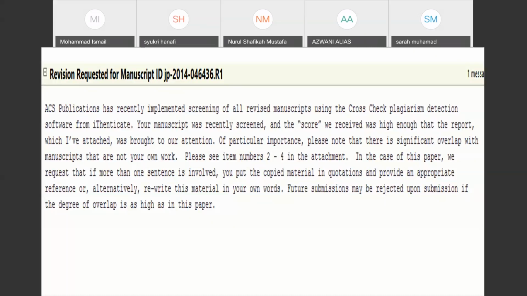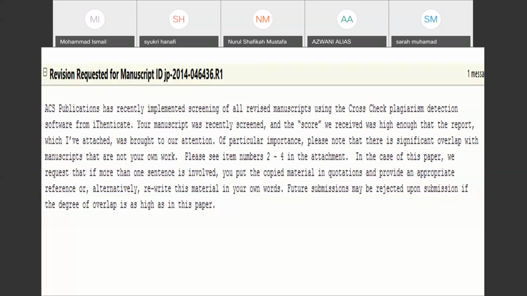publishers, they use iThenticate. Your manuscript was recently screened and the score we received was high enough that the report, which I have attached, was brought to our attention. Of particular importance, please note that there is significant overlap with manuscripts that are not your own work. Please see items number 2 to 4 in the attachment. In the case of this paper, we request that if more than one sentence is involved, you put the copied material in quotation and provide an appropriate reference, or alternatively, rewrite this material in your own words. Future submissions may be rejected upon submission if the degree of overlap is as high as in this chapter.